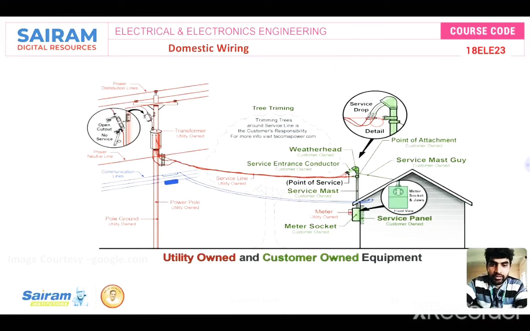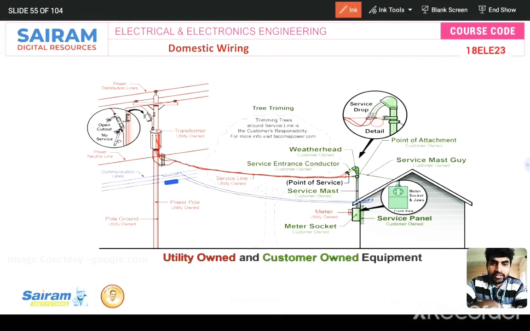Let's see another main concept, service mains. It comes under the domestic wiring part. These are transmission lines, cables are present, and here there is a step-down distribution transformer that converts 11 kilovolts into 415 volts, or 230 volts plus or minus 5% tolerance if it is single phase.